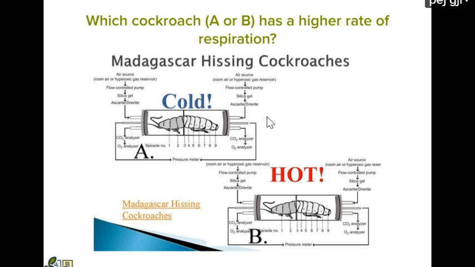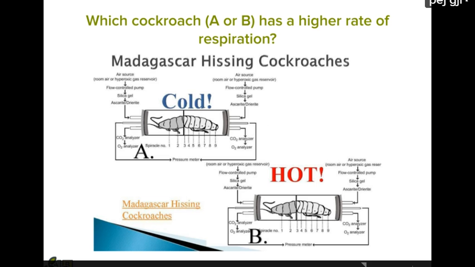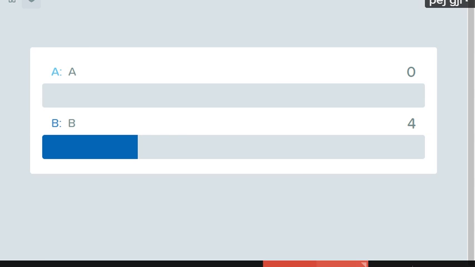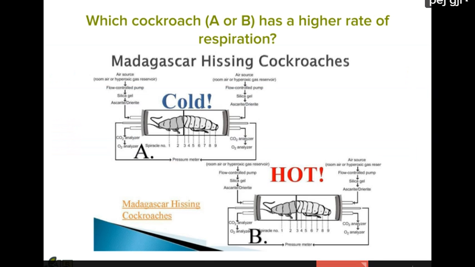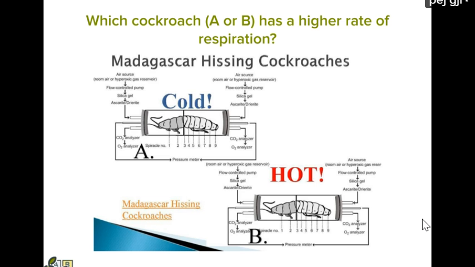So since respiration is just a bunch of reactions, breathing is just a bunch of reactions contracting muscles, which cockroach is going to have slower breathing, slower reactions, slower ATP production? Hopefully. Okay, answer your question. Go ahead and answer this one for me. I only had like 4 of you answered, so.